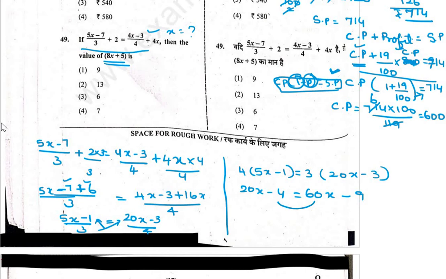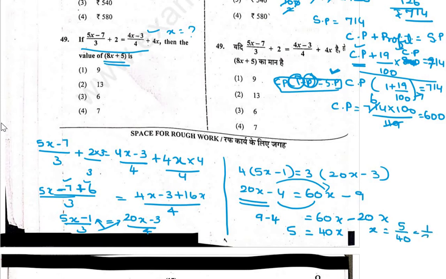Take the number one side and the variable one side. So I am taking 60x. If you move a variable or number from right to left or left to right, the sign will be changed. So this will be minus 20x. This side I am taking minus 9, that will be plus 9 minus 4. So 5 equals 40x. Therefore x equals 5 by 40, that is 1 by 8.